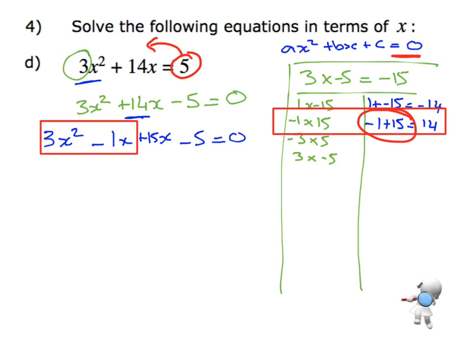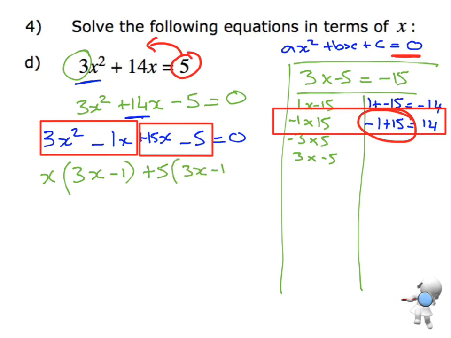Now I'm going to take the first set of numbers and then the second set, and I'm going to factorise each of those pieces separately. So 3x squared minus 1x. What do they have in common? They've got x in common. So if I take an x out, I'm left with 3x take away 1. Now do the same for the second set of expressions. 15x take away 5. I could take a 5 out of that, and I'm left with 3x take away 1.